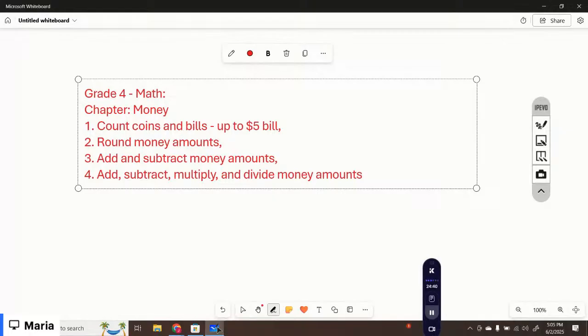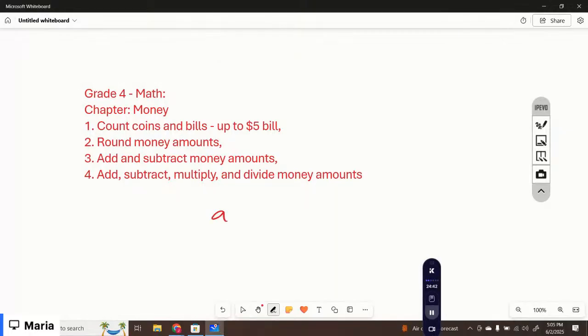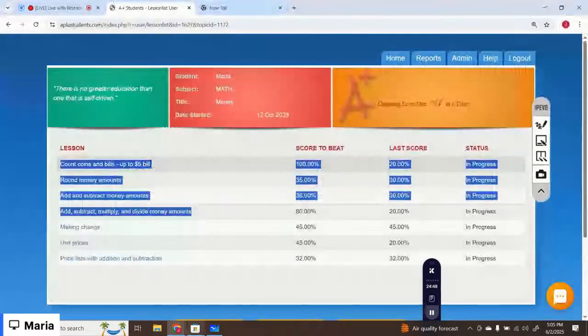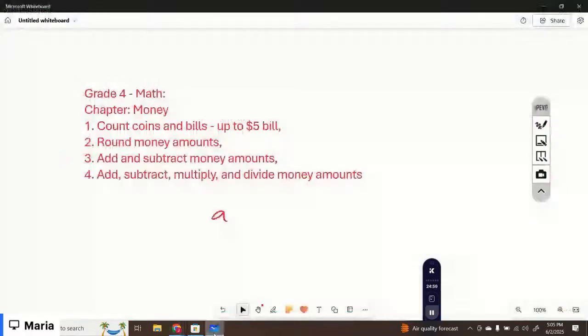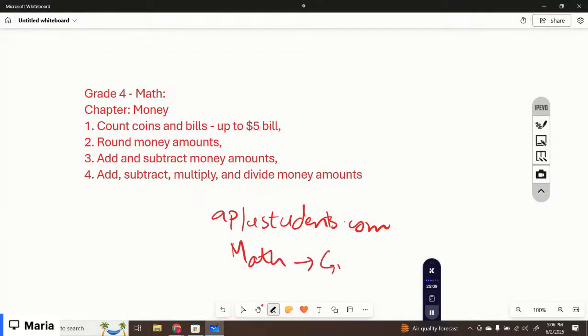You can find the lessons on A Plus Students of Time. You have to log in there using your email address and the password provided by the administrator. Then you have to select math from the subject tab, scroll down to page 4 math, and then click on All Lessons. There you can find the list of the chapters.